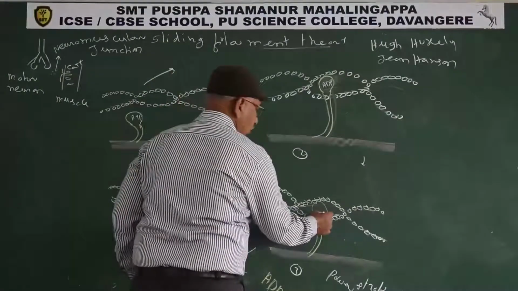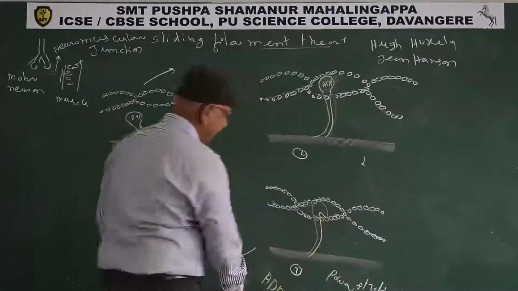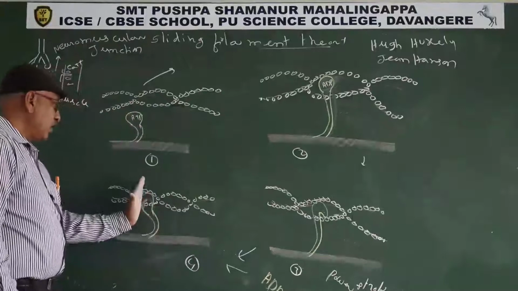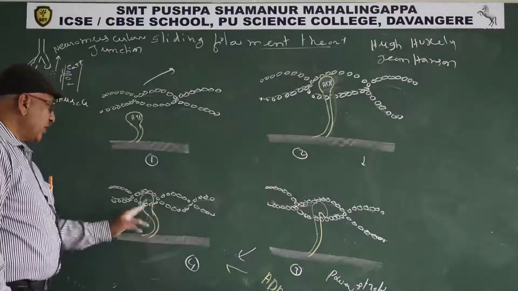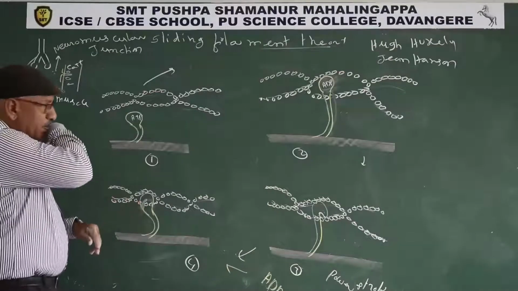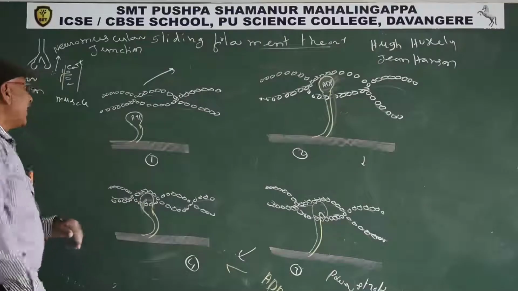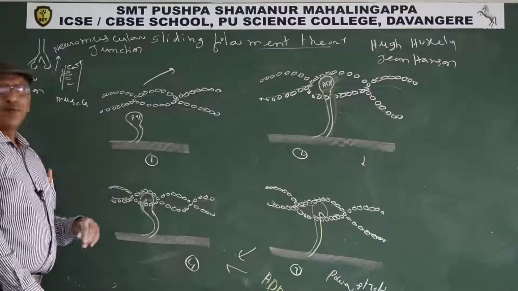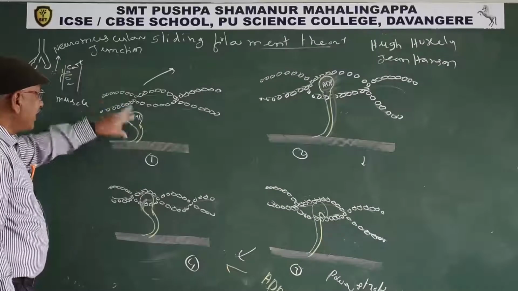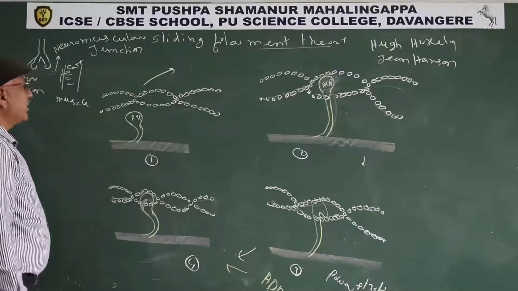After the power stroke, ADP is separated from the ATP site. Later, the head again regains its original position, known as the recovery stroke. After the recovery stroke, an ATP molecule attaches to the ATP site. At that time, the meromyosin head detaches from the active site of actin.